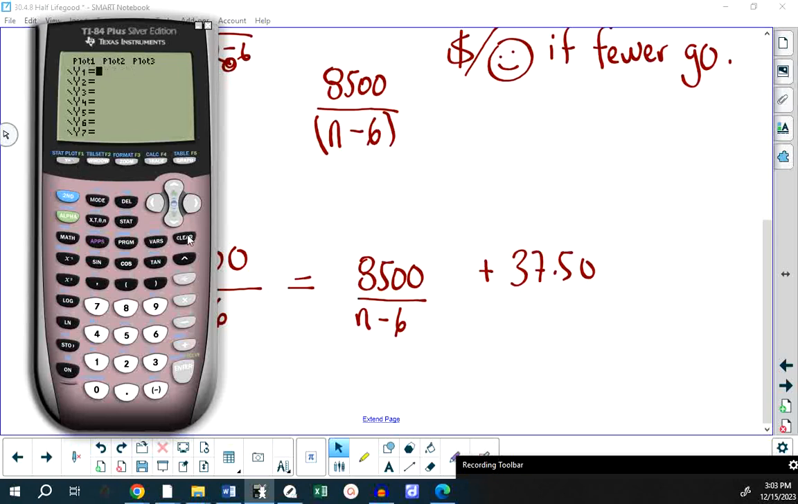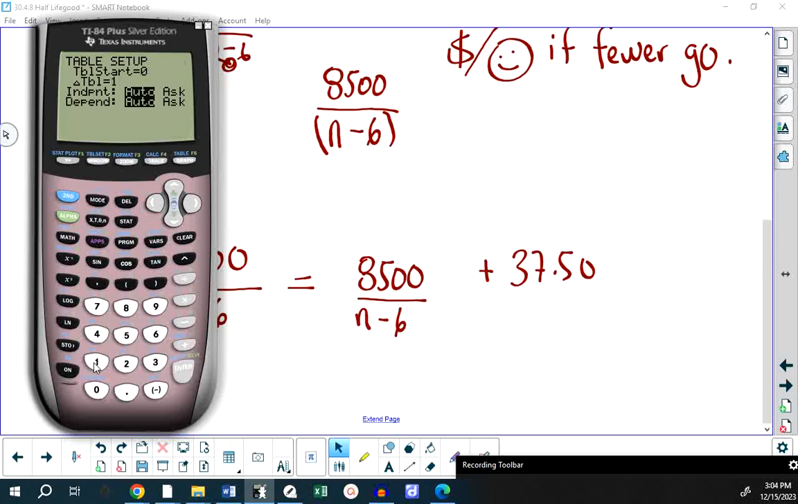for y1, I can put 8,500 divided by x, and 8,500 divided by x minus 6. And we might even be able to get away with here, everybody, not knowing which is bigger. We might. All we want to know is one is 3750 more than the other. So what we'll be doing is going to our table setup.